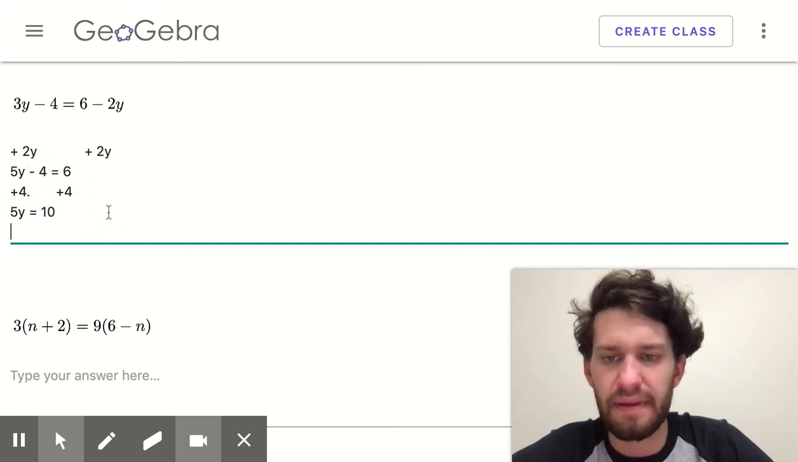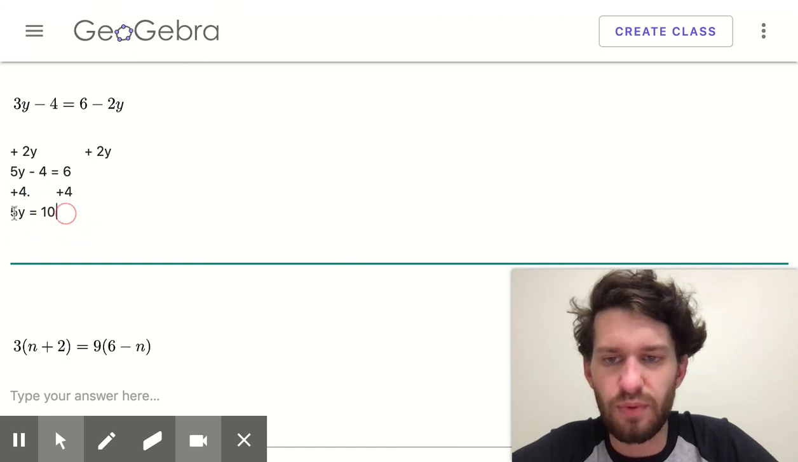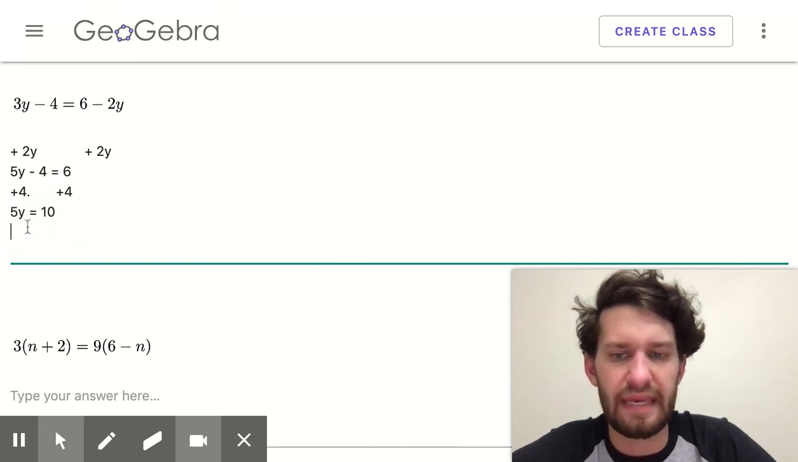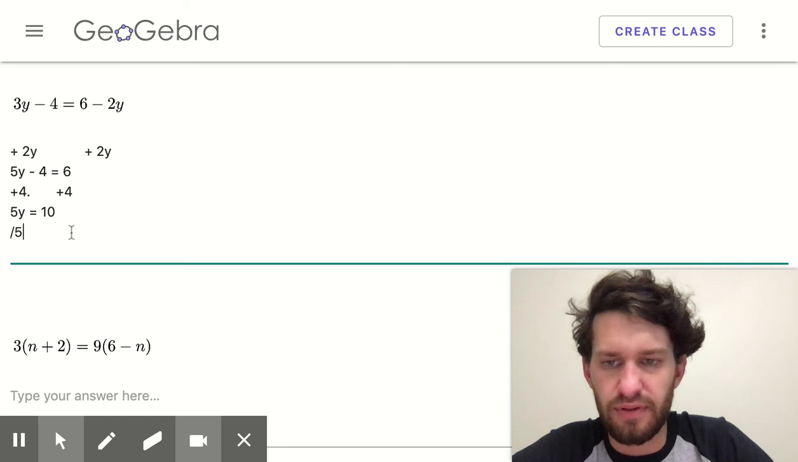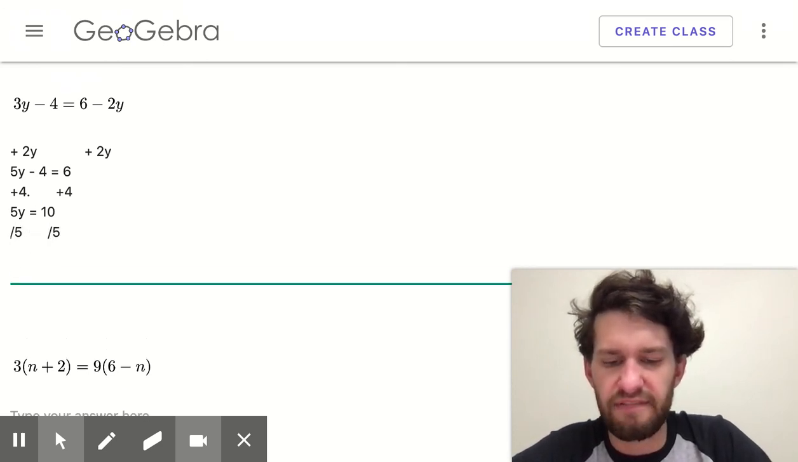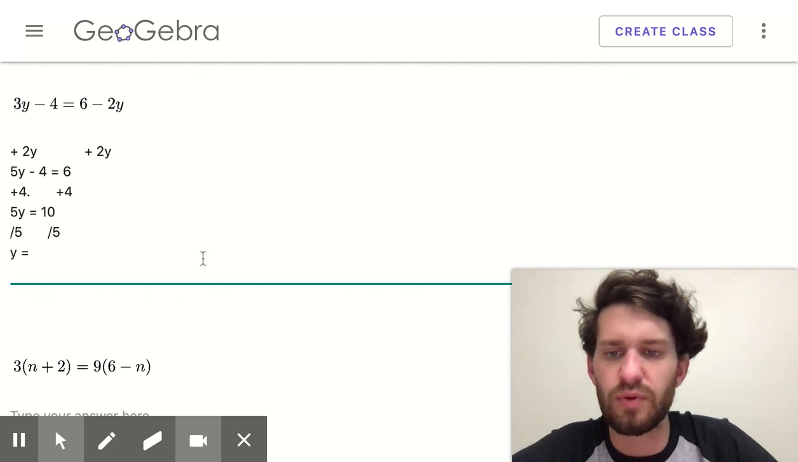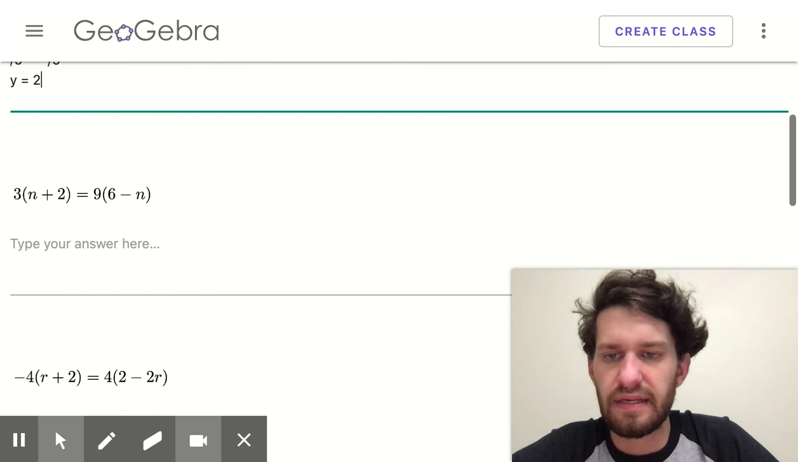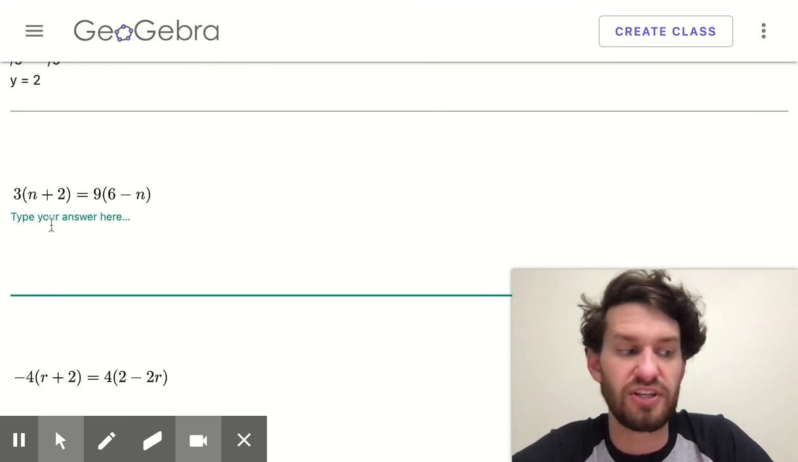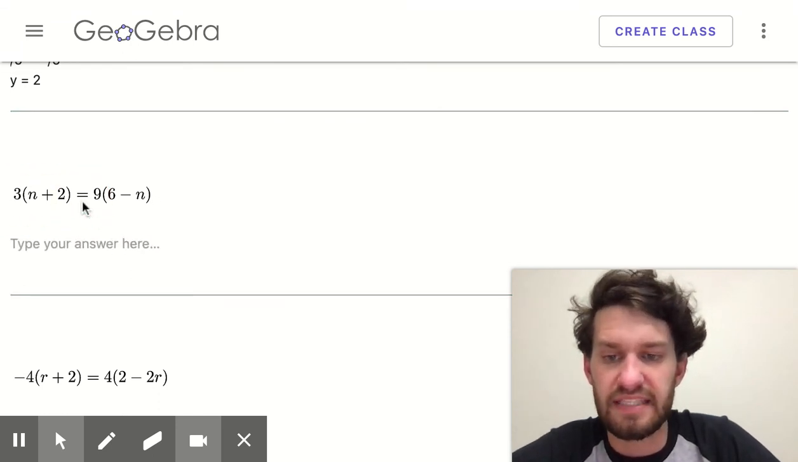And my last step, if 5y's equal 10, I need to know how much 1 is. So I'm going to divide both sides by 5. Dividing both sides by 5, that will get me 1y equals 2. Y equals 2. This next equation we have to distribute on both sides of my equation.